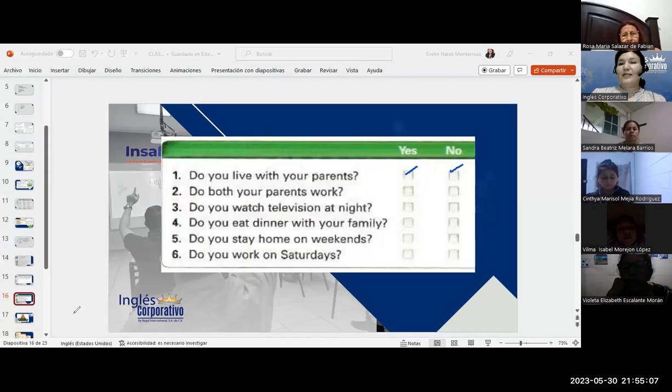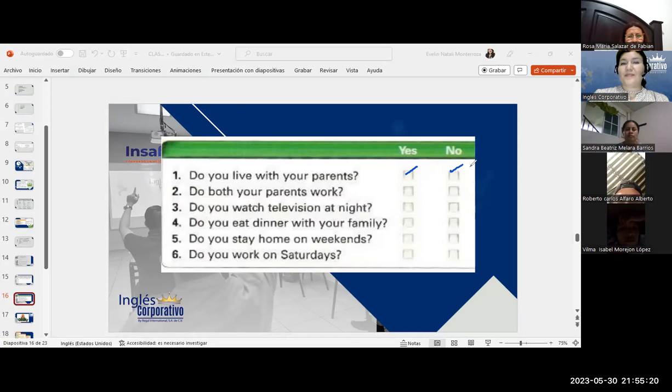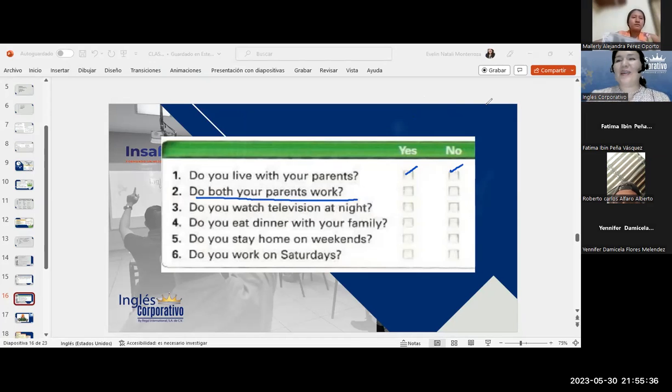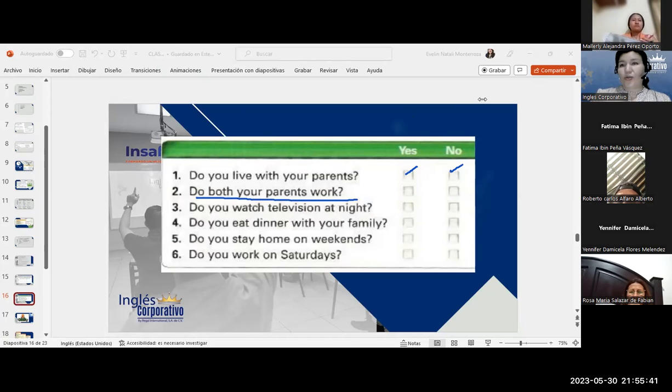Mirna, do you live with your parents? Yes, I do. Roberto Carlos, do you live with your parents? No, I don't. Jennifer Damisela, do you live with your parents? No, I don't. Okay. Do both your parents work? ¿Trabajan sus dos papás? Do both your parents work? Yes, they do. Very good, because you're talking about them. Si decimos, yes, I do, sí, yo hago. No, and you're talking about your parents.